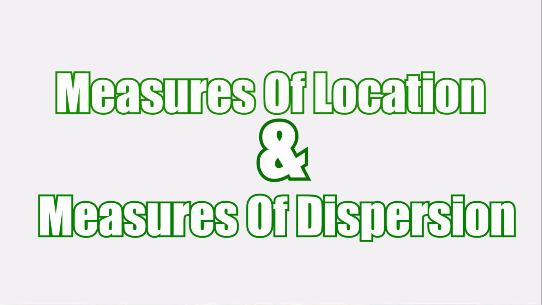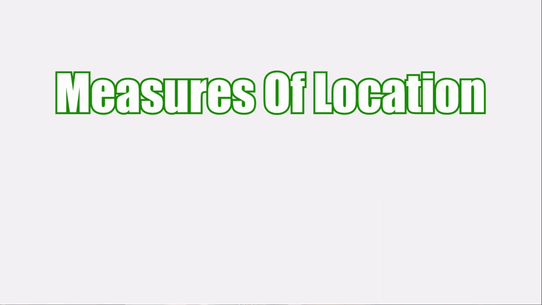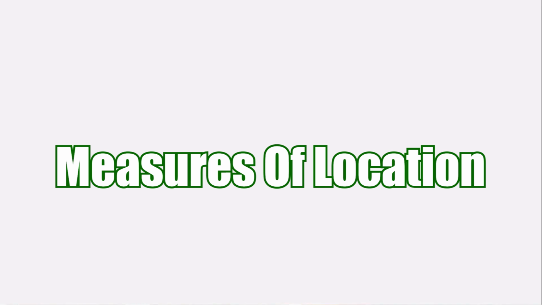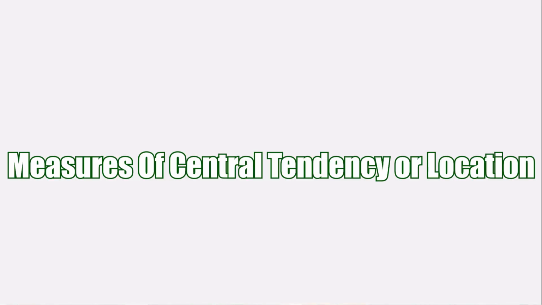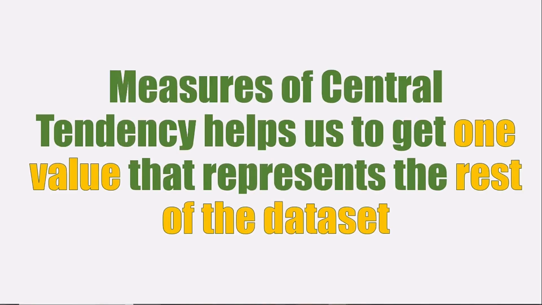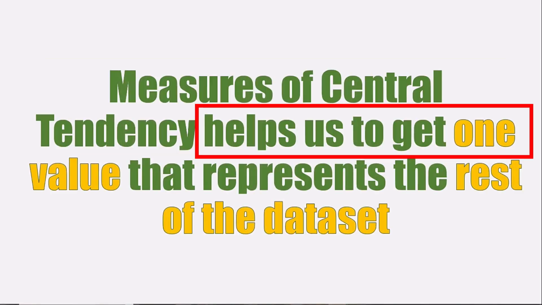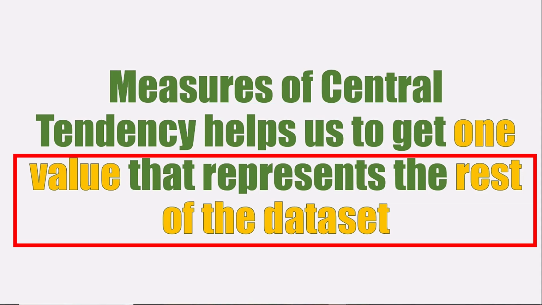Now, when you receive the dataset, the first thing you can think of is to calculate the measures of location and the measures of dispersion. But for now, we're not going to talk about the measures of dispersion. We shall first focus on the measures of location. And to drill even deeper into the measures of location, we shall talk about the measures of central location or the measures of central tendency. Now, the measures of central tendency helps us to get one value that represents the rest of the dataset.